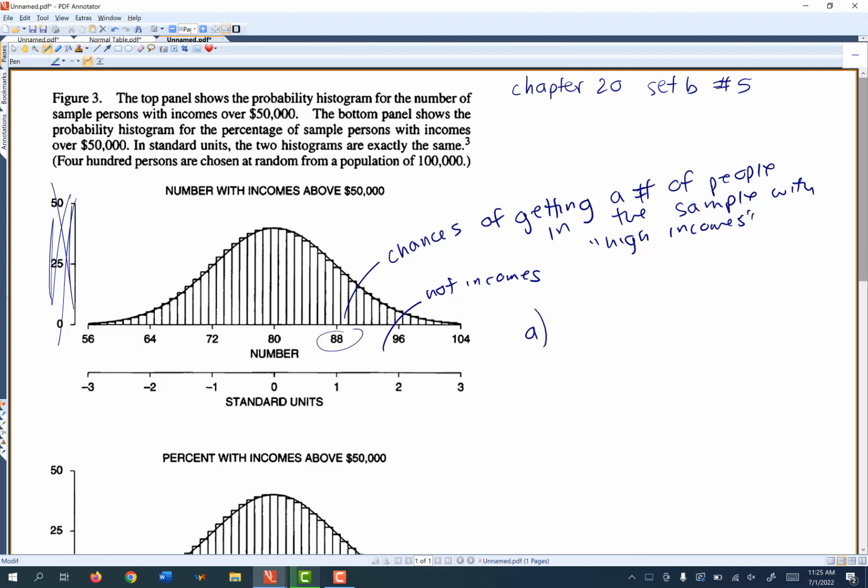So for part A, it says, what does the bar of 88, the 88, mean? So this bar right here. That is specifically the chance of picking a sample and getting 88 people with high incomes.